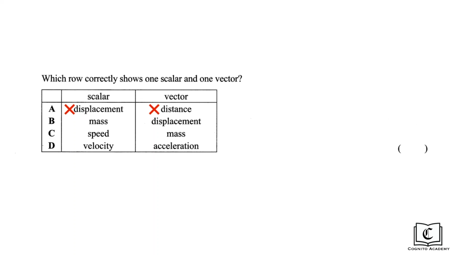For B, mass is a scalar, so that's correct. And displacement is a vector, so that is also correct. B is correct. Now let's take a look at C.